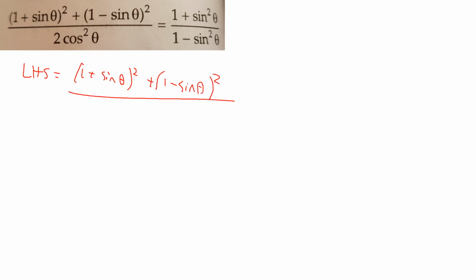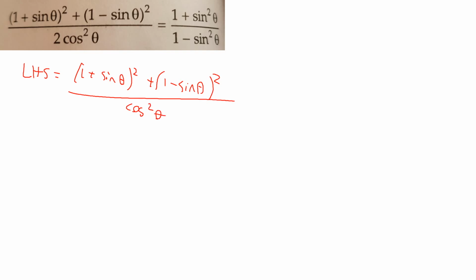Now let's look at this question, which somebody else took a photo of from a textbook because, man, there are not enough of these questions on the internet. Simplify (1 plus sine theta) squared plus (1 minus sine theta) squared over 2 cos squared theta to look like the other side. Okay, let's first write down the left hand side, which is equal to 1 plus sine theta all squared plus 1 minus sine theta all squared all over 2 cos squared theta.